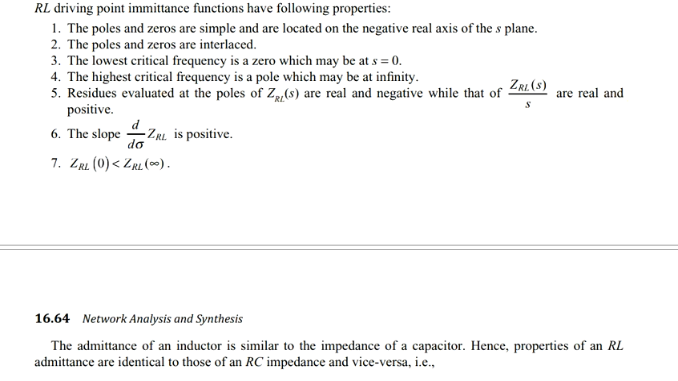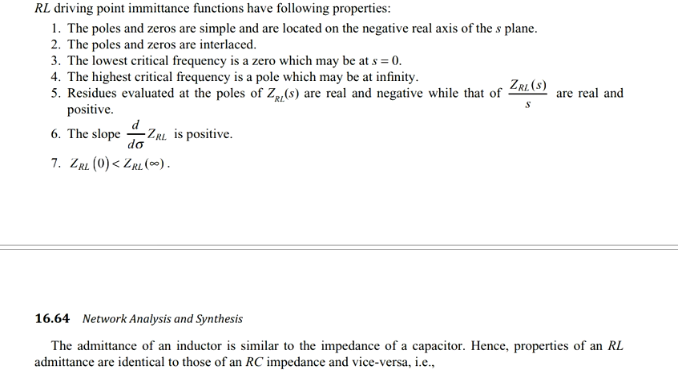Okay, this is a bit tricky one. So when you get residues at the poles of the given function directly, they are real and negative, but that of the function divided by S are real and positive. Okay, and with respect to slope of the RL function, when you take d by d sigma of ZRL, it should be positive. And ZRL of 0 must be less than ZRL of infinity, that is, the impedance at 0 frequency must be less than at infinite frequency.